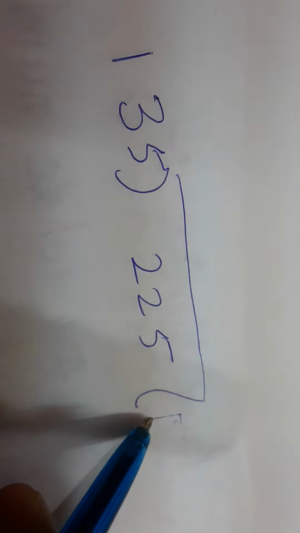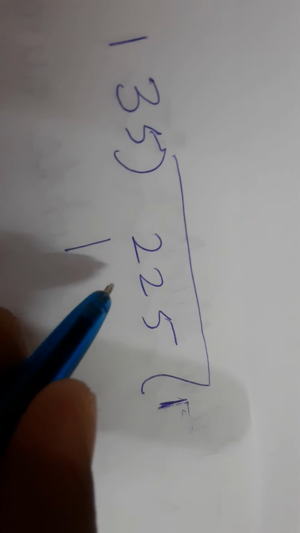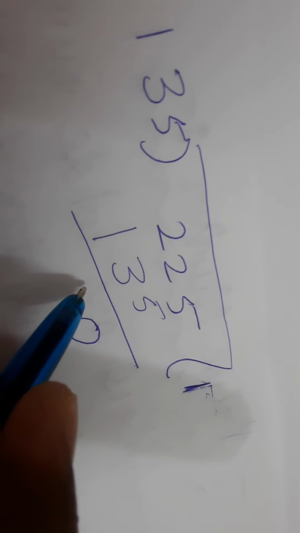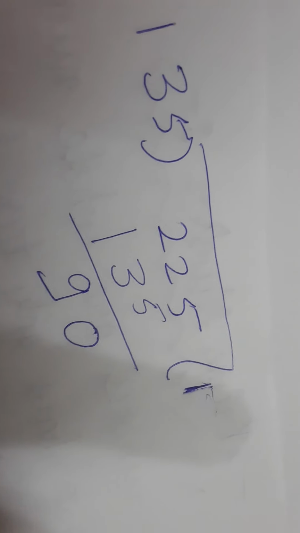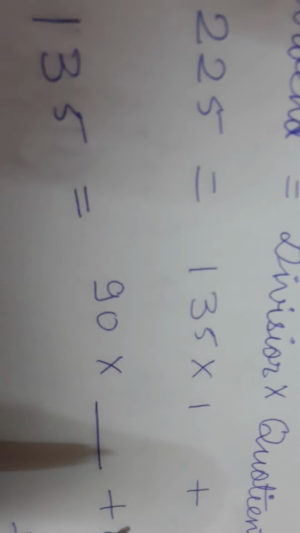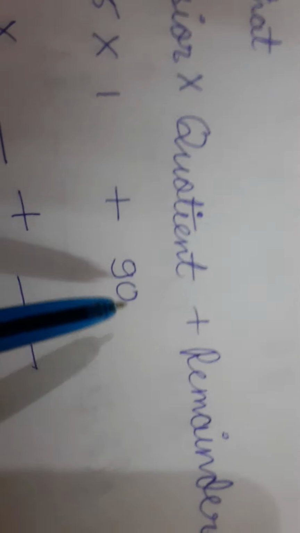225 is divided by 135. I hope that approximately 1 times 135. Now further it cannot be divided, so quotient is 1 and remainder is 90. We place this value there. Quotient is 1 and remainder is 90.